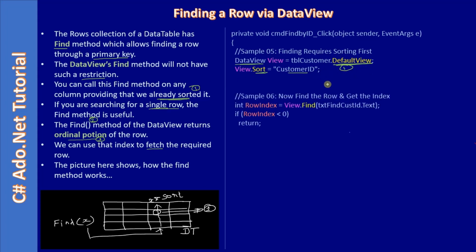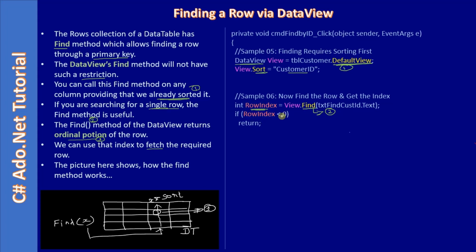After that, from this view, after the sort, we are applying the find method, right? view.Find(txtFindCustomerID.Text). There will be a text box before the find button. Here the user will fill in the customer ID in the text box, so that we are supplying it to the find method. The CustomerID column is already sorted, and to the find method we are supplying the value for the customer ID. As already told, this will return the ordinal position, so we are storing that in rowIndex, right?